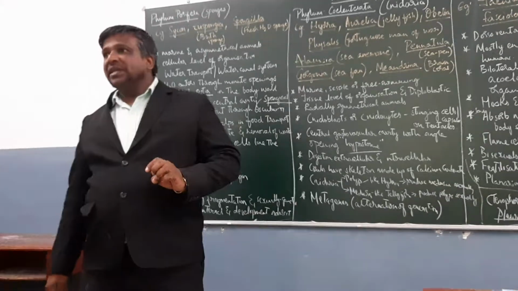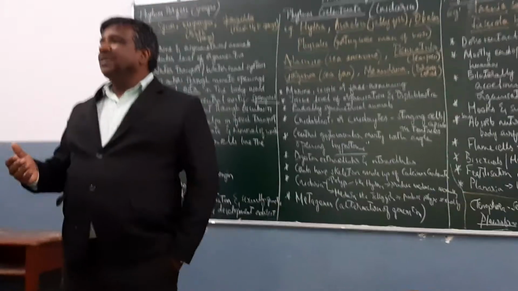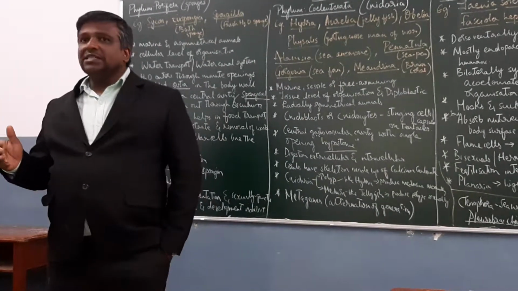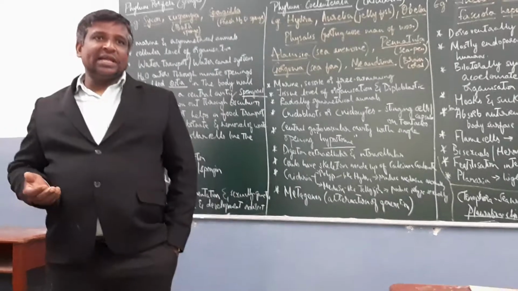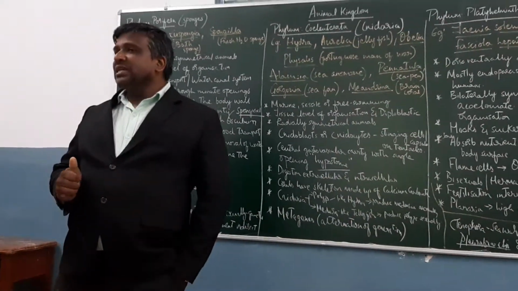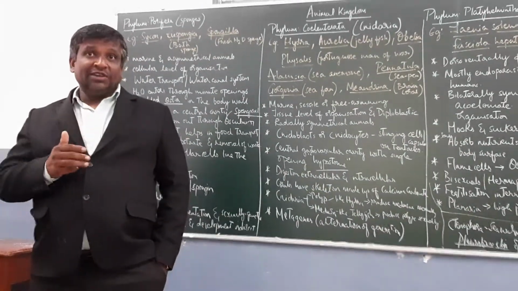Discuss about the animal kingdom. In the previous class, we had discussed the symmetry, coelom and coelomates. Then we had also discussed about diploblastic organisms. All those we had discussed in the previous class. Today's class, we are going to discuss about three phyla which are under invertebrates.